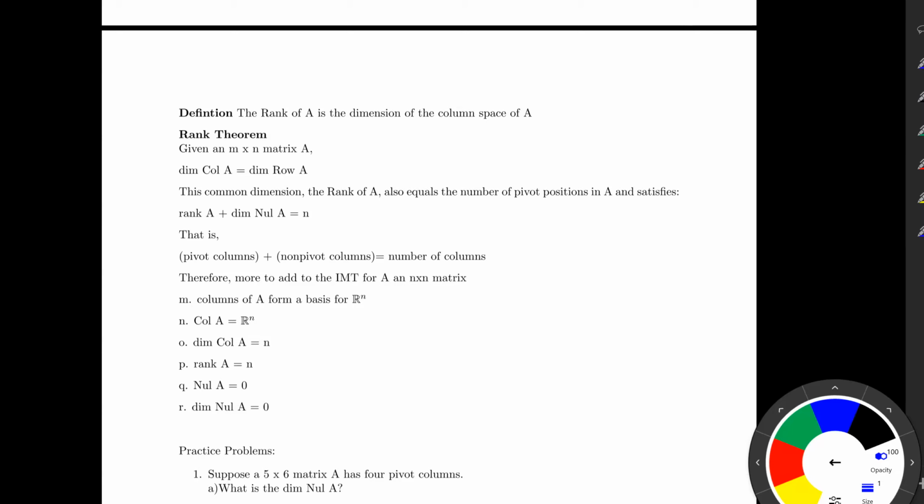So now we get to our definition of rank. Rank is just a short way of saying the dimension of the column space. Mathematicians are lazy, so dimension of column space is rank. We could always just say dimension of column space. If I have an M by N matrix, then the dimension of Col A, the number of pivot columns, is going to be the dimension of Row A, because pivot columns define where the row space is.